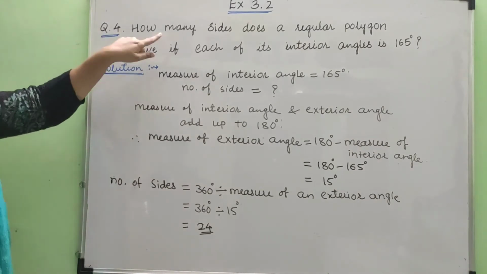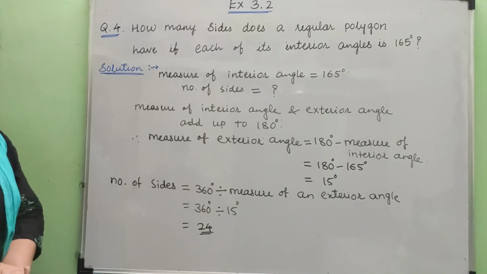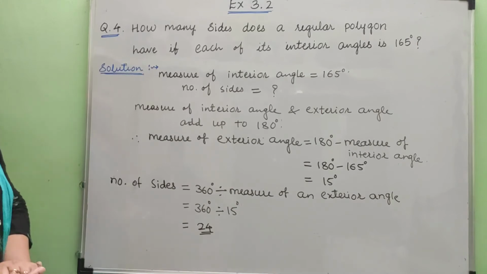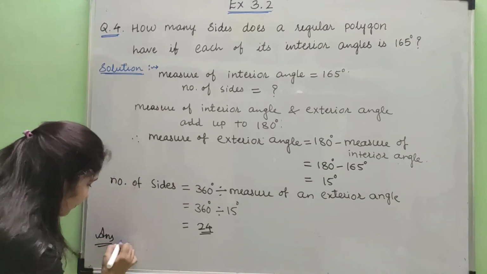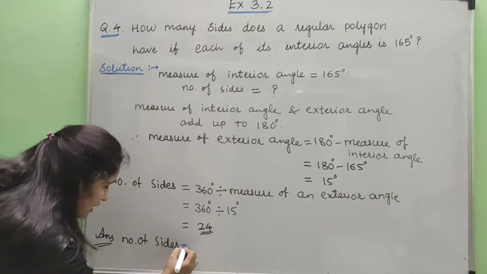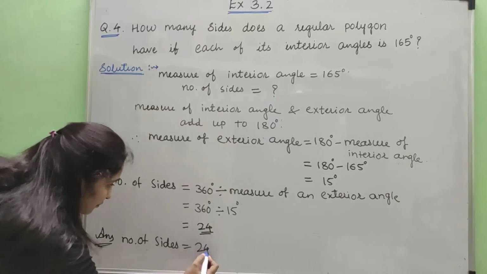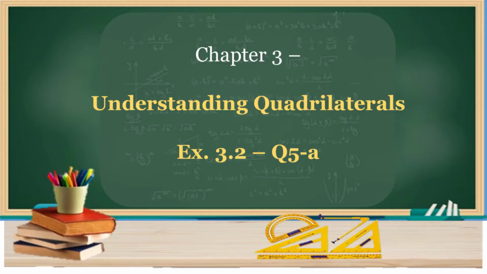How many sides does a regular polygon have if each of its interior angles is 165? So if the interior angle is 165, then the number of sides will be 24. So the answer is number of sides is equal to 24. This is the answer.